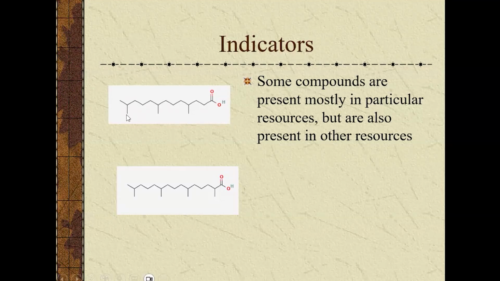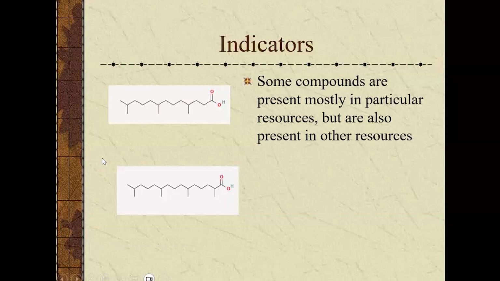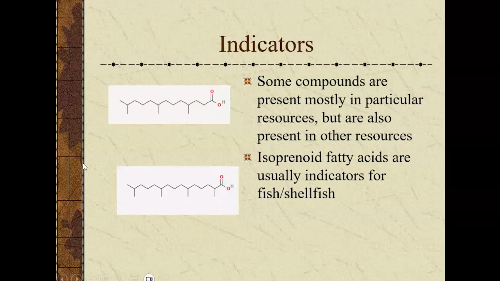But we can just see by looking at these molecular structures that they're very branched, right? They're very regularly branched. They actually derive from the breakdown of chlorophyll, so they can occur in a wide range of resources, but they mostly occur in fish and shellfish resources because the marine diet is essentially based mostly on algae, and algae has a lot of chlorophyll breakdown in it. So usually, if you find these fatty acids, we view them as an indicator for fish or shellfish, but these compounds do occur in other resources.